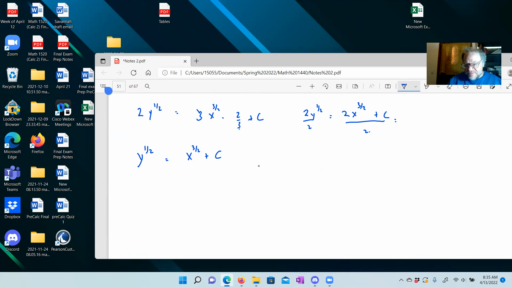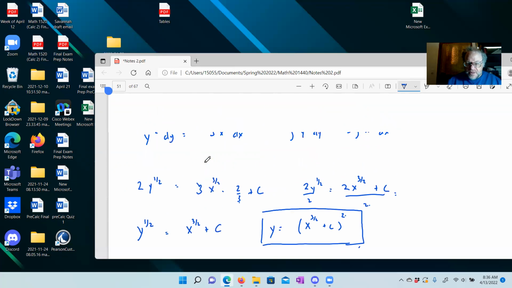The last thing we have to do is say y is equal to x to the 3/2 plus c, squared. Now I can't just distribute the 2 in here, because if I'm going to square, we have to do a FOIL thing. So that's not going to work. There's our answer, and we're good.